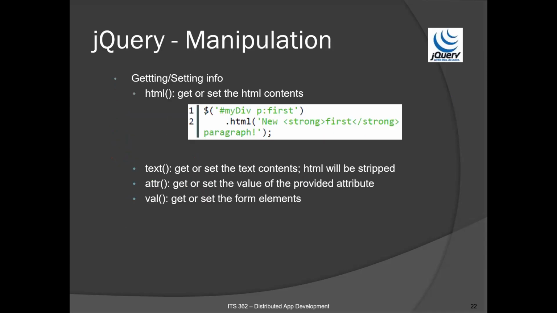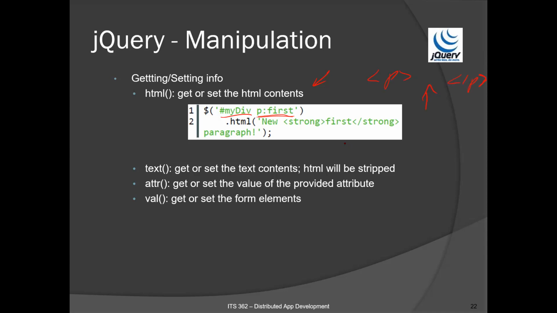All right, and then finally, things like changing, manipulation, right? So getting and setting information. So here we have HTML, get or set the HTML contents. Very much like what we were doing before with dot innerHTML, right? Similar idea. So I grab my div, and from there, the paragraph, that's the first one. And that particular one now, that first paragraph, I want to change within the p tags, right? So it would be within these p tags.